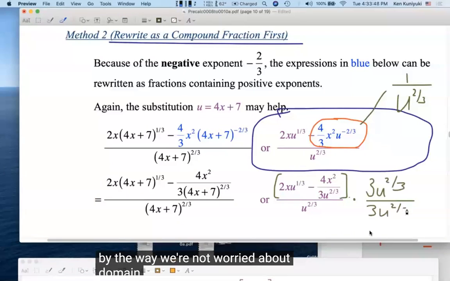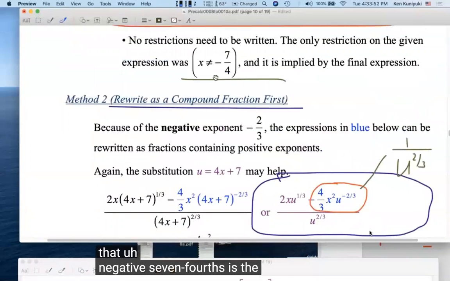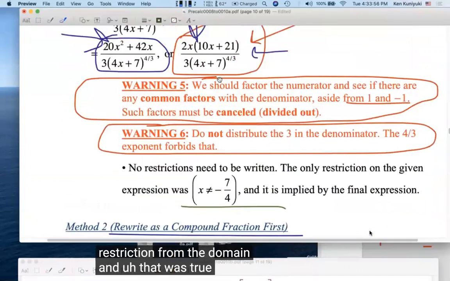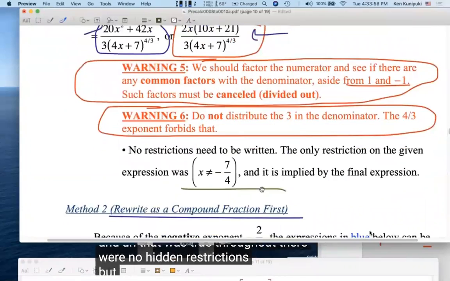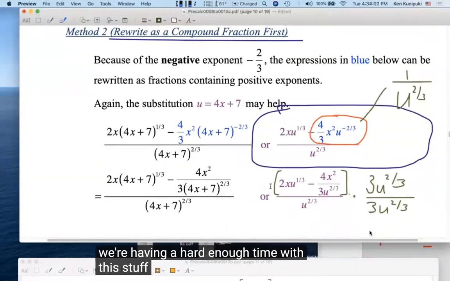By the way, we're not worried about domain issues right now. It turned out that negative 7/4 is the only restriction from the domain. That was true throughout. There were no hidden restrictions. But don't worry about domain right now. We're having a hard enough time with this stuff.